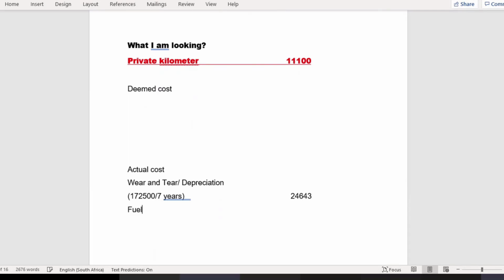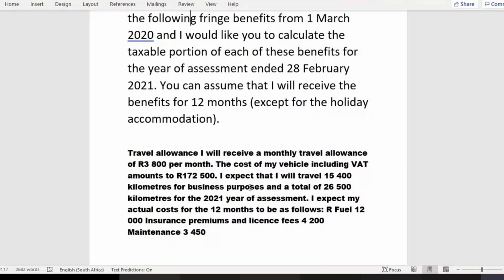No problem. Then you bring your expected expenditure, right? So your fuel along with your insurance, and I think it's insurance and license fees, and you also bring your maintenance costs for adjustments. I'm just going to go up and look at the figures here. It says that my fuel is 12,000 rand, and the other one is 4,200 rand.